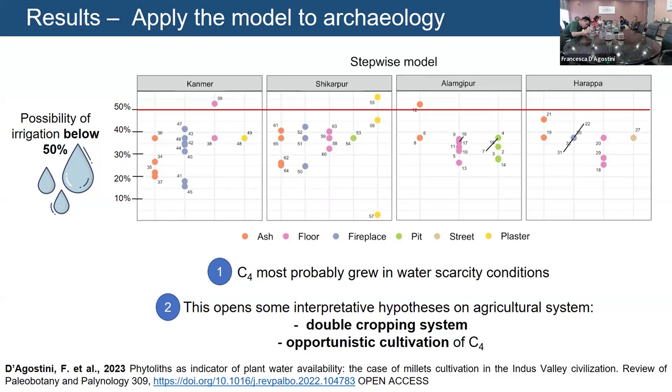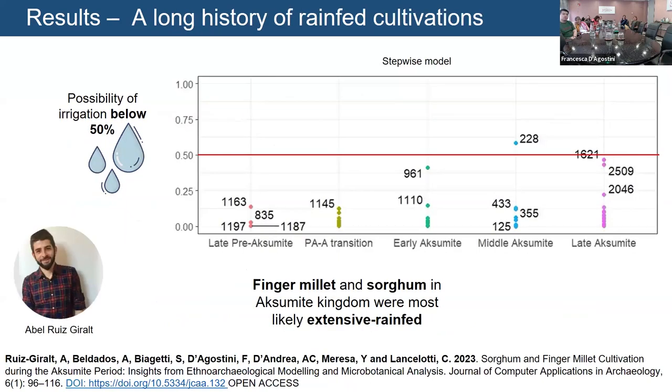This model based on phytoliths allowed us to open some interpretive hypotheses on the agricultural system, because as you can see, all the phytolith samples apparently were coming from plants that grew mixed, which is a great case of archaeology. And we applied the same model also to two different sites, dated pre-Aksumite and Aksumite period in Ethiopia. And again, the phytolith model demonstrated that the crops were probably from extensive rainfed agriculture, which is a very good data.